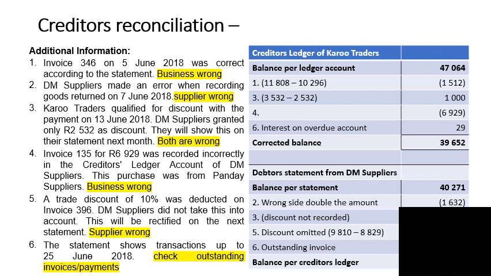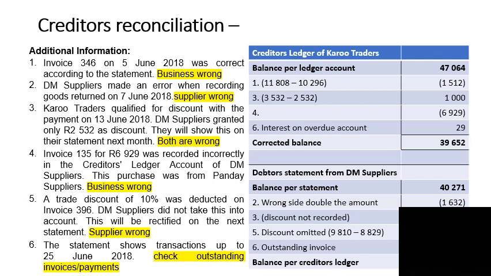Similarly, we might have unticked items in the statement which are not in the ledger after all the additional information. In this case, it is for interest on overdue account. The business did not know of this transaction until we received the statement. So the supplier is right, the business is wrong. We record the interest in the creditors ledger. But interest on overdue account naturally increases our account, so we have to add the 29,000. So the 29,000 runs into our creditors ledger balance.